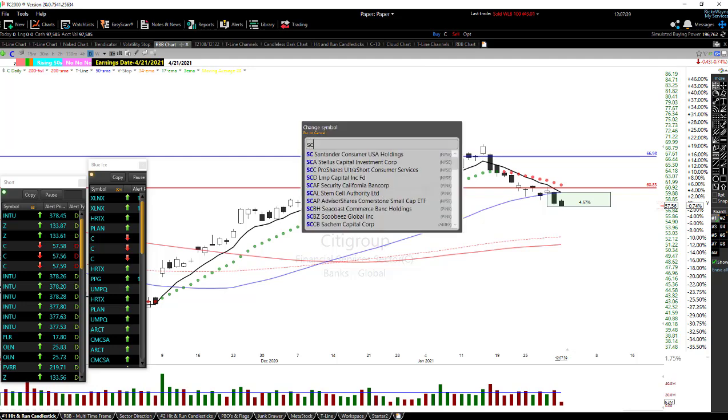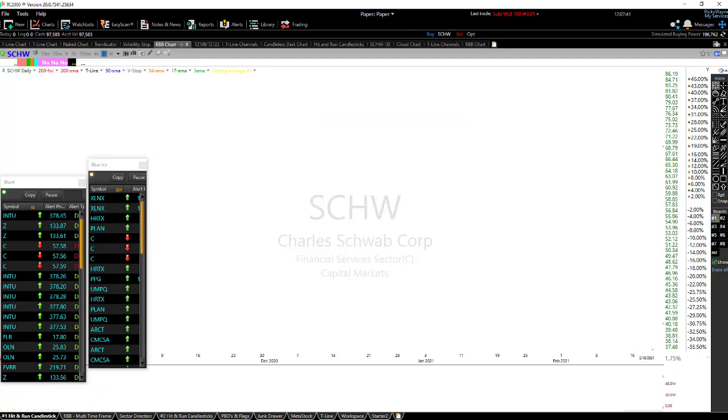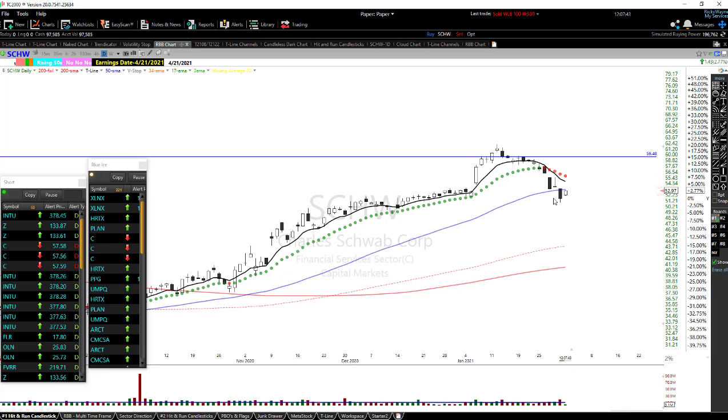Let's see, SCHW. This might be a good blue ice failure. Phil, yes, thank you, Phil. I want to remind everybody that the blue ice failure is just a chart pattern. Just like any chart pattern, whether you're long or short, or whether that chart pattern is long or short, at any given time, price can change direction, okay?